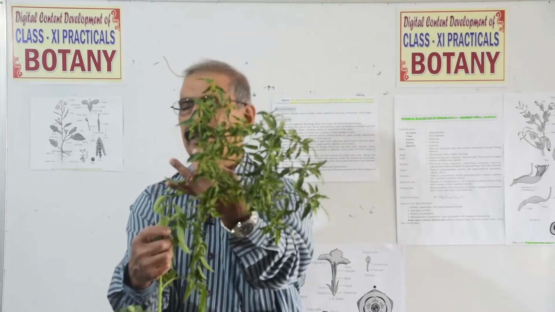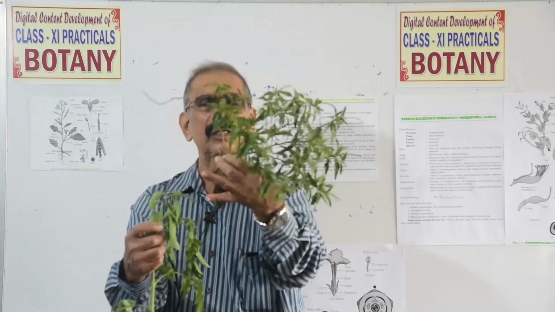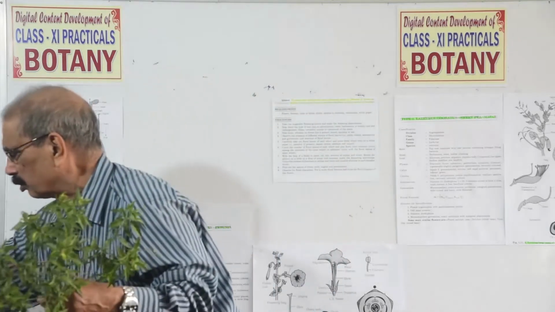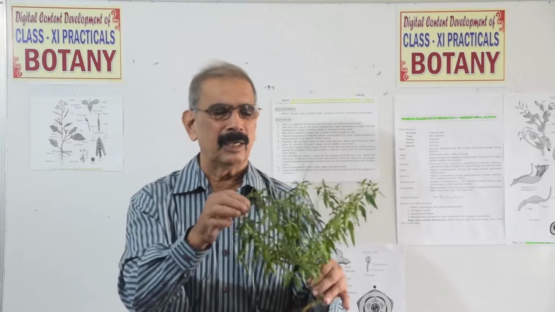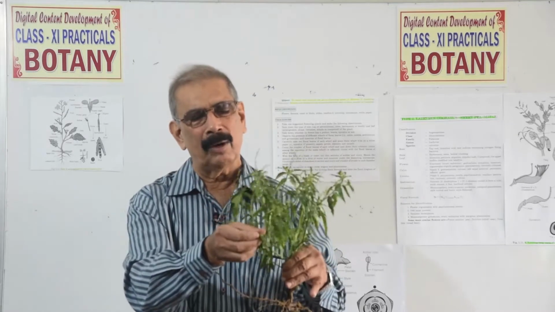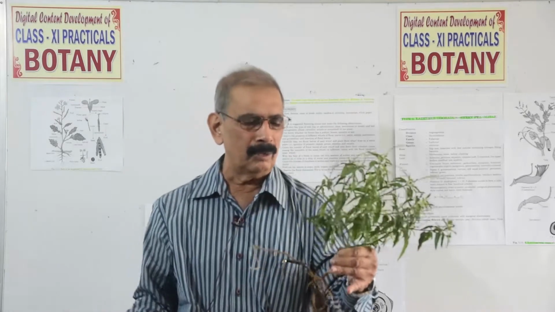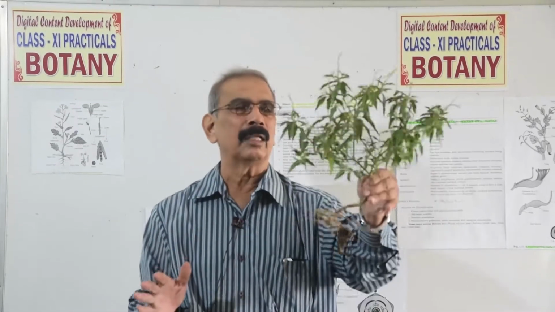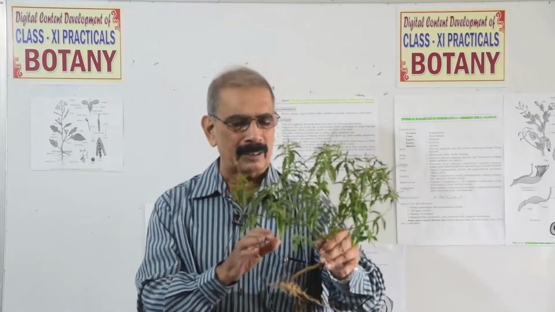The leaf is terminated by a leaflet, and the leaves have incision. So the students have to study the morphology, the structure of it. Here you can find, if you press it, milky latex will come out. So this is a typical angiospermic plant. It is seen everywhere, and it is given in the practical.